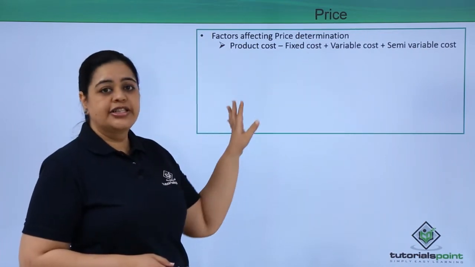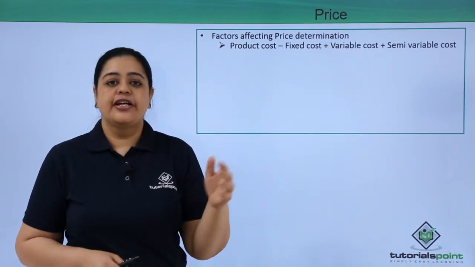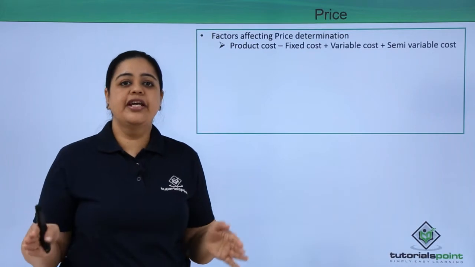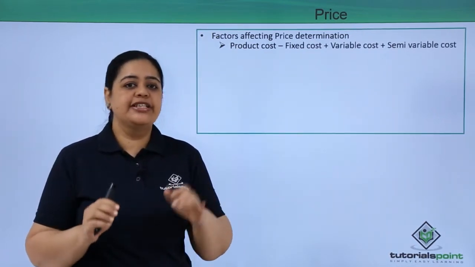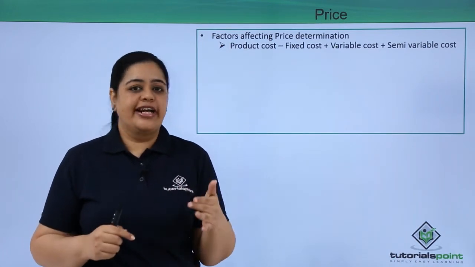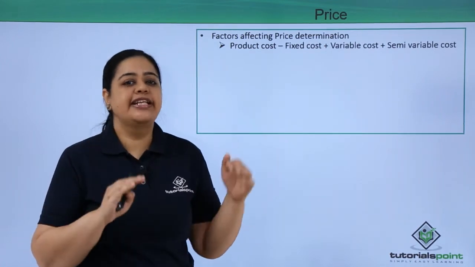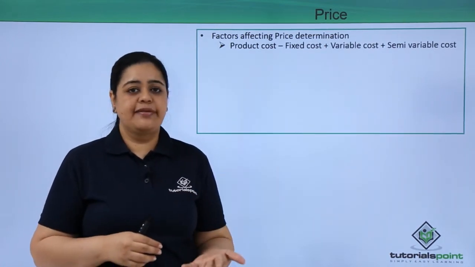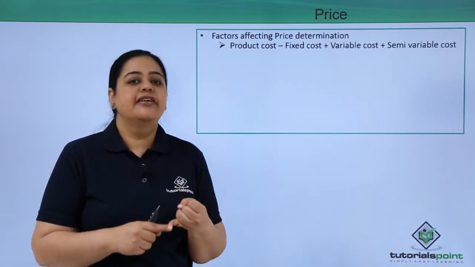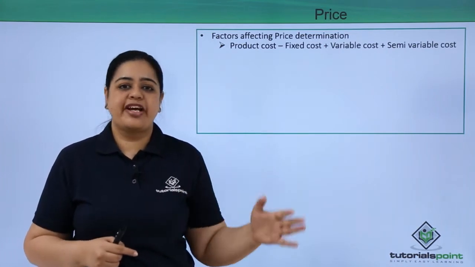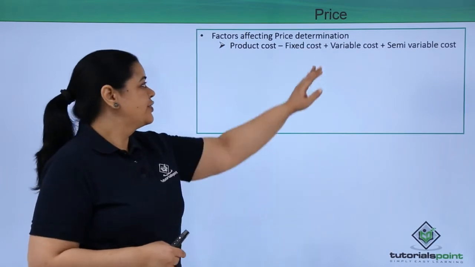See, the product cost is nothing but your fixed cost, variable cost plus semi-variable cost. Now what is fixed cost? There would be a fixed cost which every company would have to pay. For example, we have rent. If I'm having a manufacturing plant and I have leased that property, I'll have to pay the rent on a monthly basis. Similarly, for offices also I'll have to pay the rent. So that would be a fixed cost. No matter my manufacturing is happening or not, I'll have to incur those costs. So that is the fixed cost.